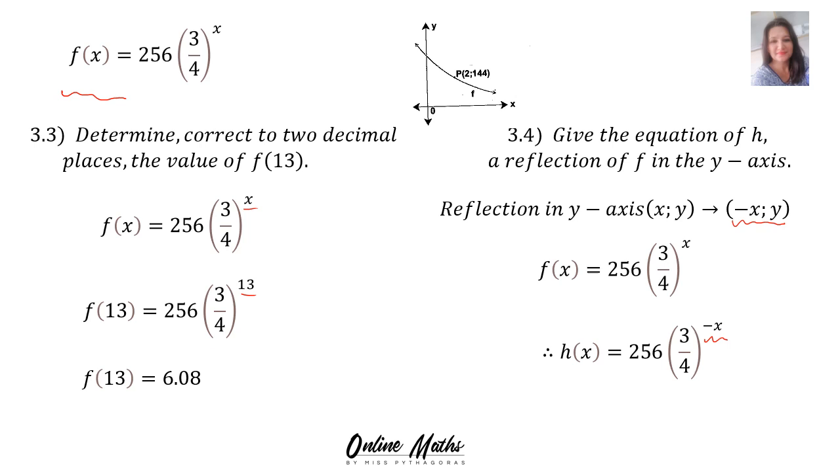And then if you want to write your x with a positive exponent, you can also write it as 256, and then when your x is positive, the 3 over 4 will swap and become 4 over 3, and then your x is positive. I suggest just do the first one.